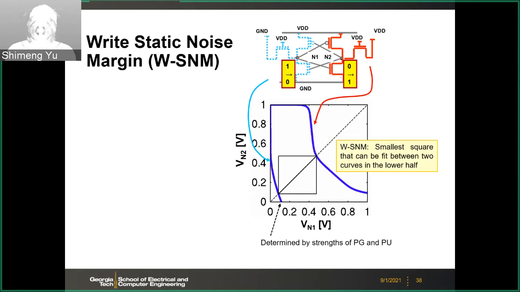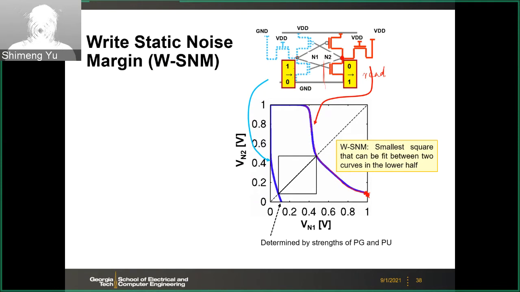But no matter what, in this example, the right branch is next to the read operation. So this N2 is similar to the N1 in the previous example. My point is that for the right branch, you will have a similar butterfly curve, one of the branches, similar to the read condition. So this is the low voltage of this node, read condition.